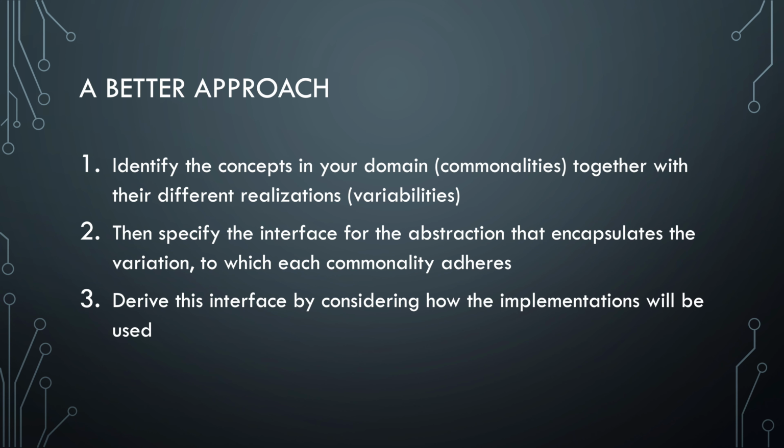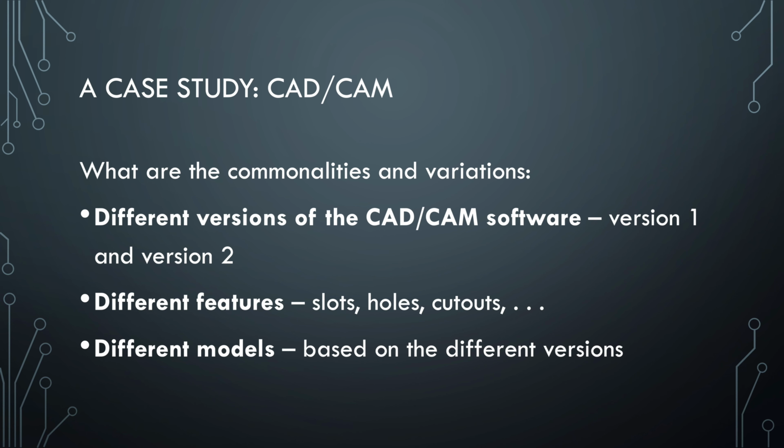In the CAD/CAM software example we saw earlier, there are several commonalities and variations. For example, there are different versions of the software, so the version is the commonality, and version 1 and version 2 are the variations. There are also different features, slots, holes, and cutouts, which are the variations, and so on. You can write these commonalities and their variations in a table like this, and it gives you a CVA.